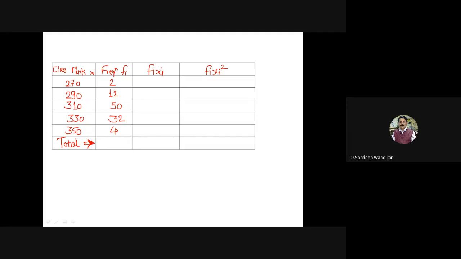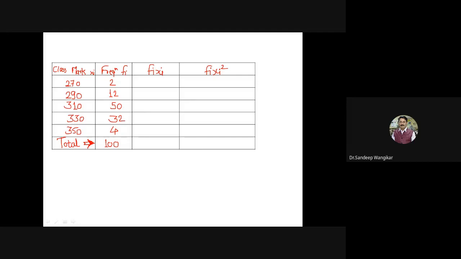So this will highlight for total. Now if you go for adding this: 12, 2, 50, 32 and 4. So ultimately these sample as 100. Therefore, you can call it as n or you can call it as summation fi. No change, it is 100 only. So we will use this for the denominator as a mean.